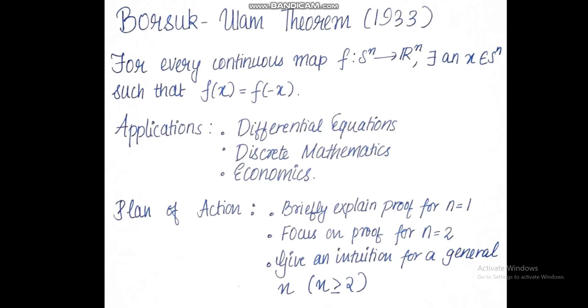Today, our plan of action will be to briefly explain the proof for n equal to 1, focus on the proof for n equal to 2, and give an intuition for a general n where n is greater than or equal to 2. Before we begin the proof for n equal to 1, let us look at the terminologies.